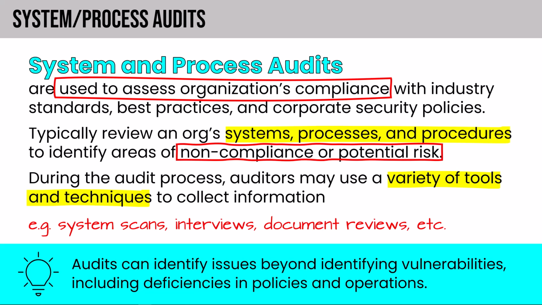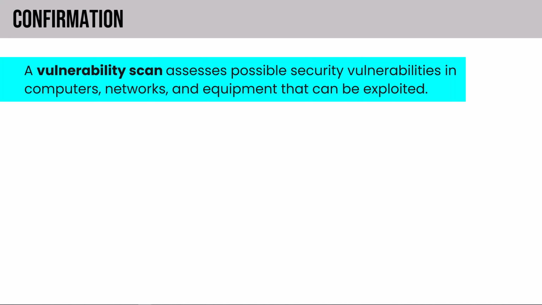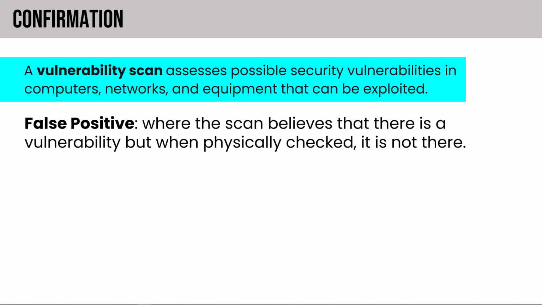And when we perform a vulnerability scan or a penetration test or an audit yields a finding, we need to confirm that finding. So with a vulnerability scan, for example, it assesses possible security vulnerabilities in computers, networks, and equipment. And here it's very important that we confirm the vulnerability is in fact true. So if we find a false positive, this is where the scan believes there's a vulnerability, but when physically checked, it's not there. It could be a false reading in the vulnerability scanner.